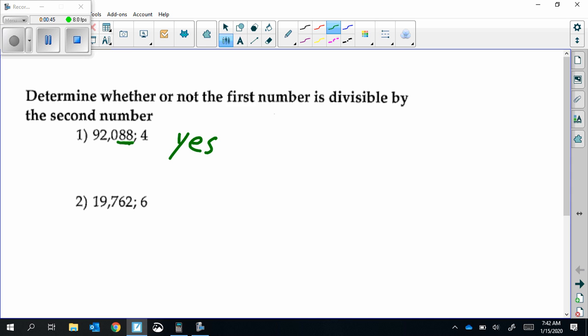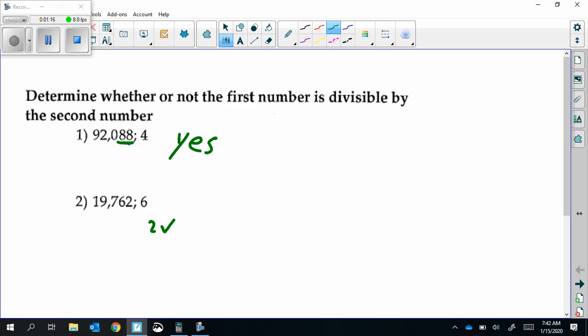Continuing those, divisible by 5 means it ends in a 5 or a 0. Divisible by 6, kind of a lame kind of rule, but it just means that you can divide by 2 and 3. So you check the 2 rule and you check the 3 rule. If they both work, then 6 works. So the rule for 2 is that it's even, so it ends in a 0, 2, 4, 6, 8. Yes, it's divisible by 2.